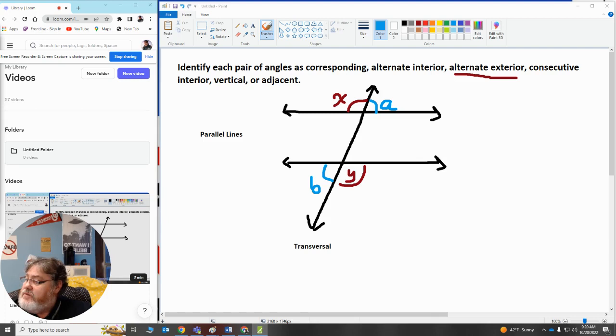The next angle we're going to cover is consecutive interior angles, okay? Consecutive interior angles. Let me clean this up again.